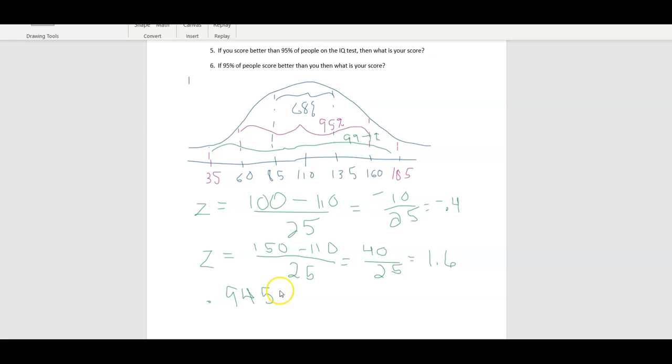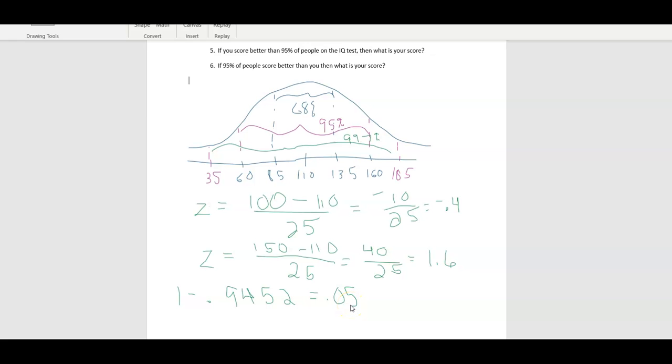Now, this is not my answer. Remember that I said that the table gives us the probability that we're less than 150 in our IQ score. To get the probability that we're greater than 150, we always subtract from 1. So for less than, we just look it up on the table. For greater than, we have to subtract from 1. And the area under a normal curve is always going to add up to 1. So we're just finding the area that's not less than 150, that's the opposite.